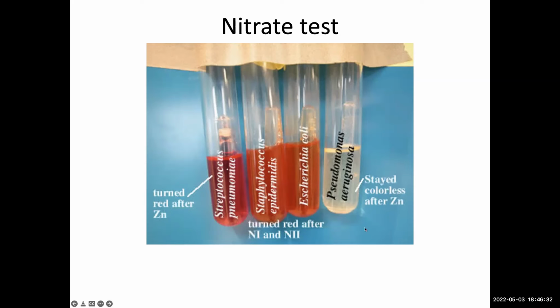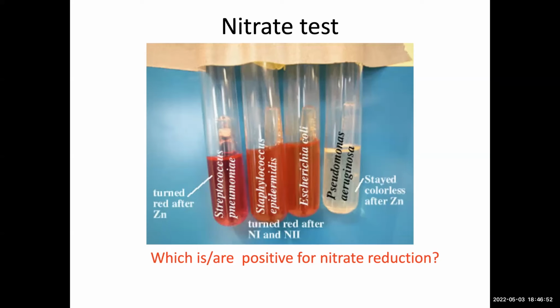So we'll go over this tomorrow. That's just an introduction. It's confusing at first and then it becomes much easier to understand. So based on what I've said, I think you understood at least what the different colors mean. Which of these tubes is or are positive for nitrate reduction? So let's call this 1, 2, 3, and 4. Which one or ones would you say? And again, don't worry about being right or wrong. Just see if you can get there.